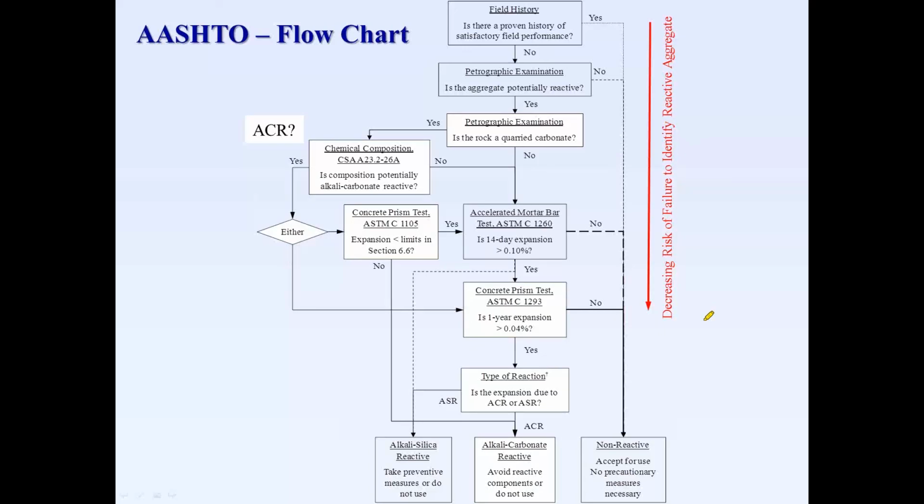There is a little loop on this flow chart for considering alkali carbonate reaction. The loop begins with the question, is the rock a quarried carbonate? It's only if it's a quarried carbonate that the whole question of ACR should rear its ugly head. If it is a quarried carbonate, there is a rapid test method that involves determining the calcium, magnesium, and alumina content of the rock.